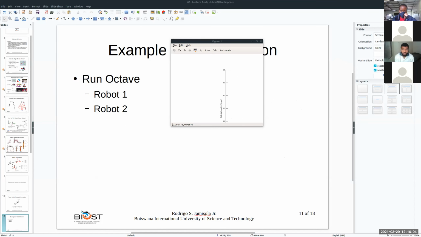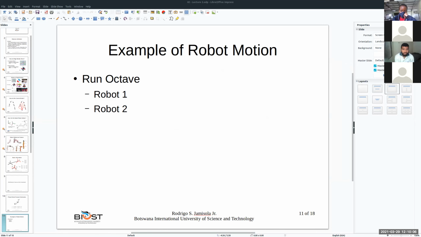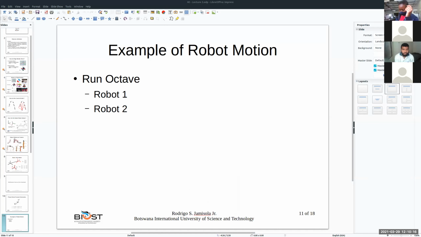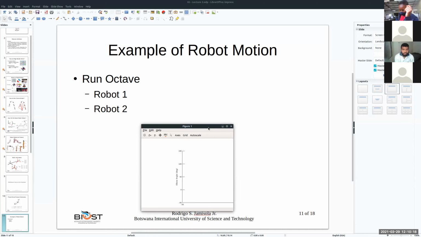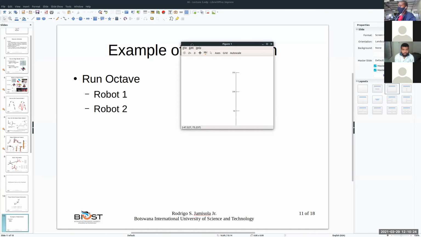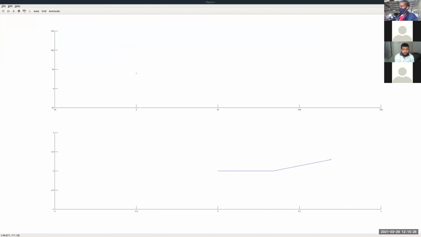Now, that is for one link. Now we want to do two links. Okay. Now you have two links. I'm just showing you the hand movement with respect to the joints. Okay. There.